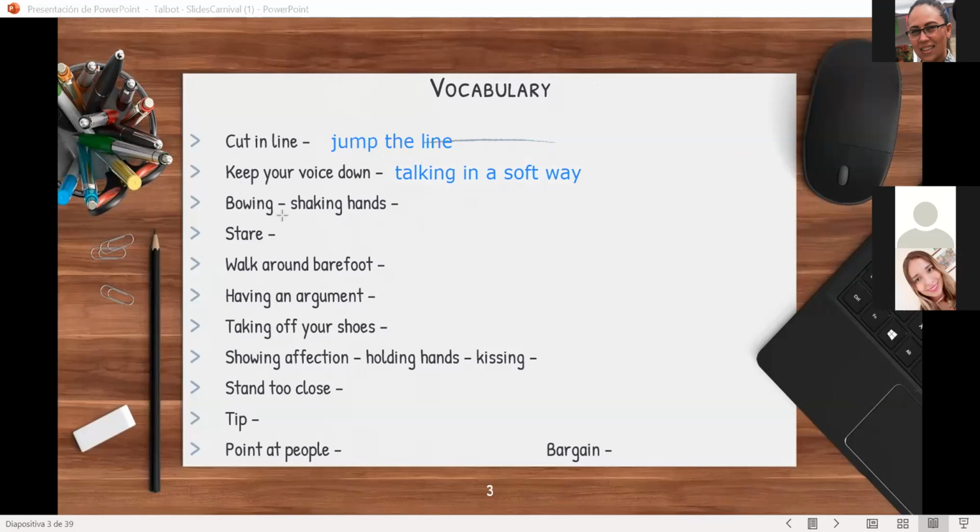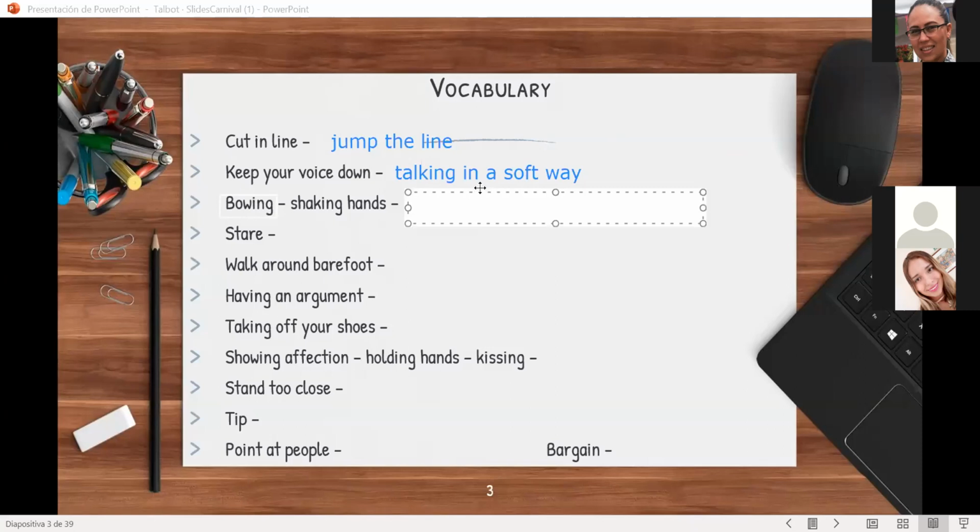Sería dar la mano o estrechar. Como hacer una reverencia. Yeah, that's it. Bowing, it's like a kind of greeting, como inclinarse para saludar. That can be maybe a Japanese greeting, I guess.